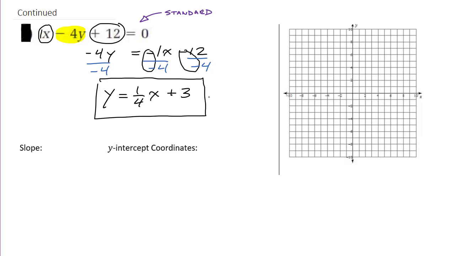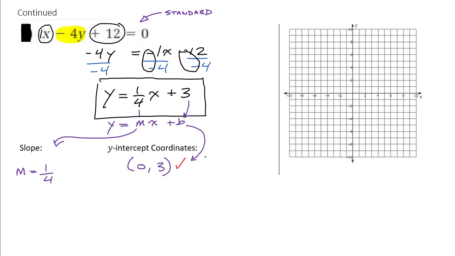That's our y equals mx plus b form, right? y equals mx plus b. So what's the m? The m is the 1/4. So my slope is 1 over 4. The b is 3. So my y-intercept coordinates would be 0, 3. All right, let's try and graph this thing. So first I'm going to start by graphing 0, 3. Over 0, up 3 is right here.